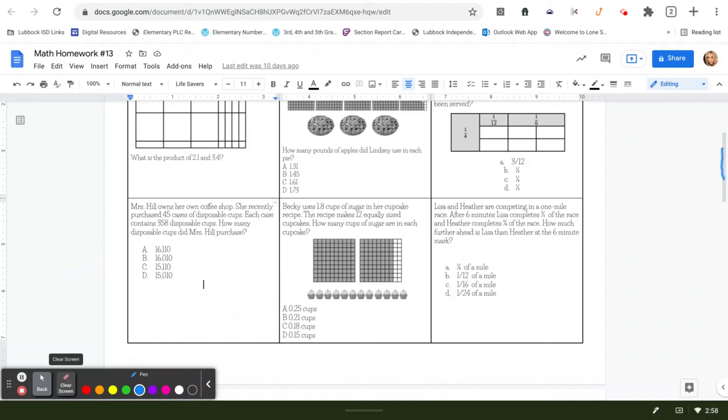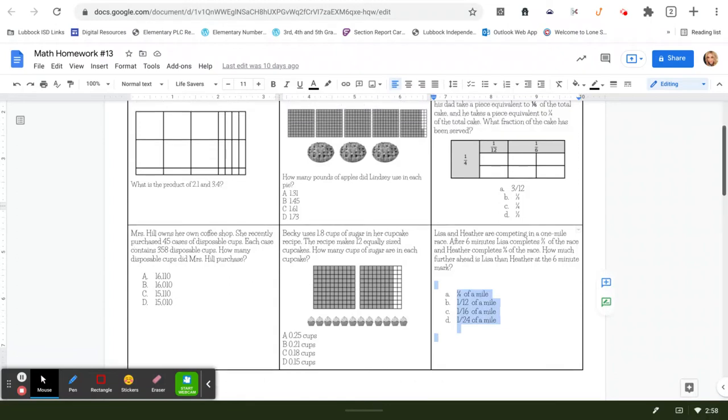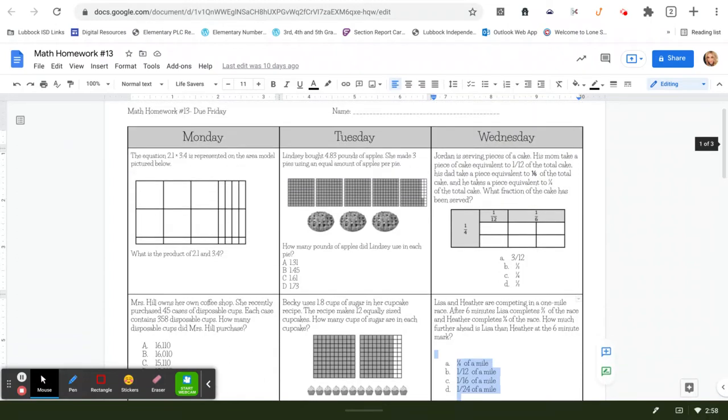Okay. Oops. I have to remember each time how to go from my mouse. Okay, to my pen.